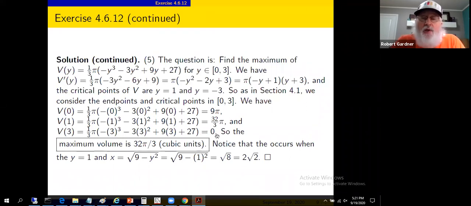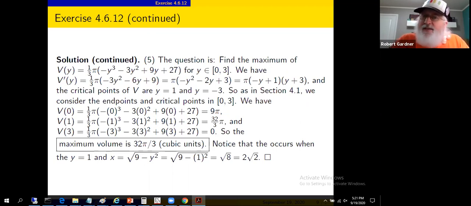So we choose the largest one. As we observed, this one is 10 and 2/3 pi, so it's the biggest of the 3. Must be the maximum. So the maximum volume is 32 pi over 3 cubic units. They didn't tell us what they're measuring the thing in, so I don't know. Cubic whatevers. That's the maximum volume.